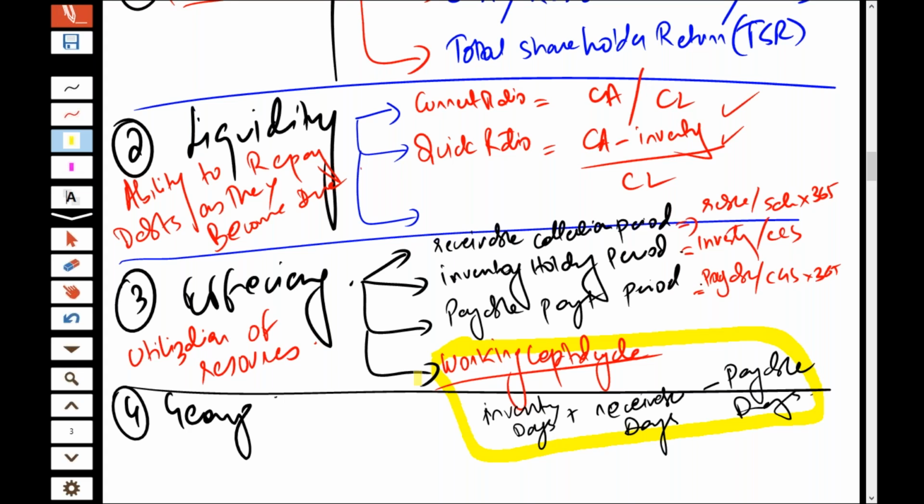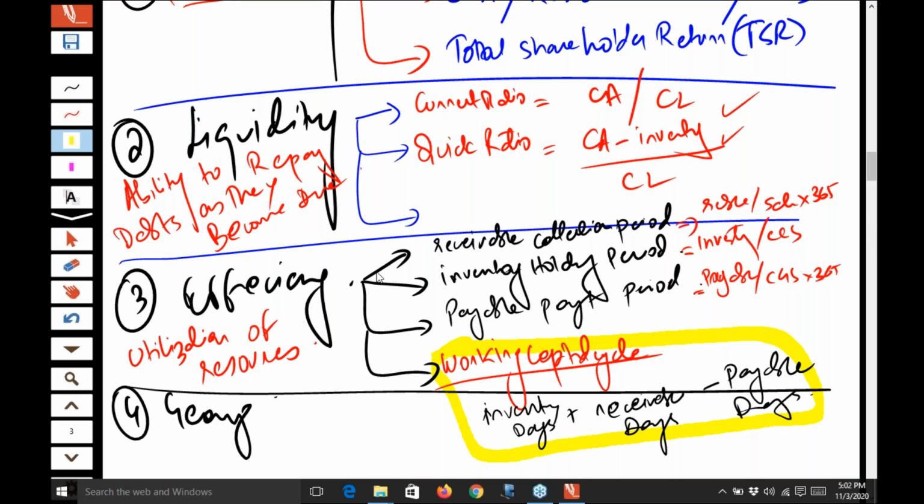Okay, is that okay to everyone? So this is what the working capital cycle is going to be. Now, I need an explanation from any one of you: what do you mean by working capital cycle? Why is this working capital cycle important? Can anyone give an explanation? Should it be long? Should it be short?